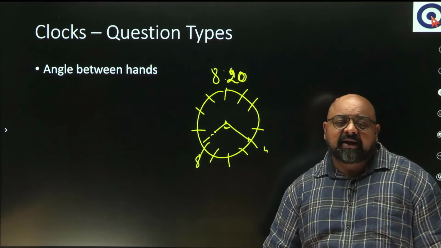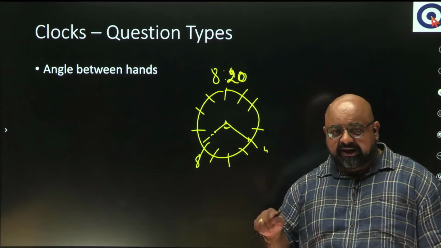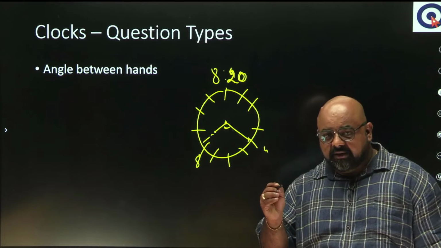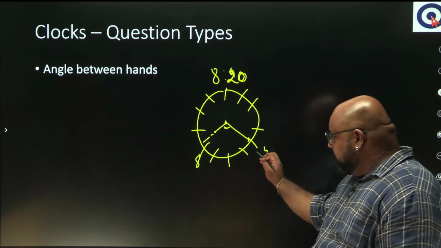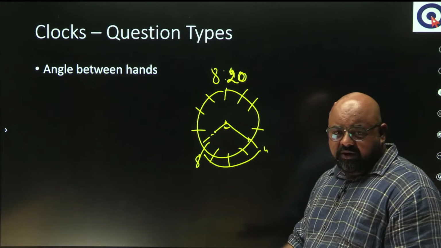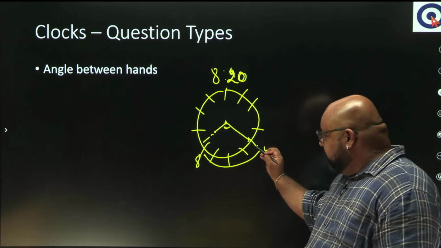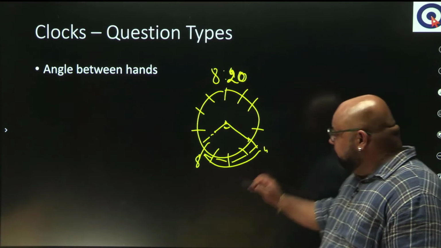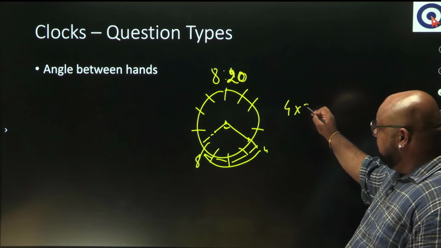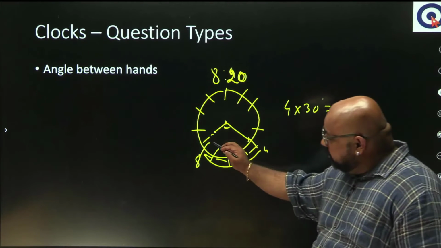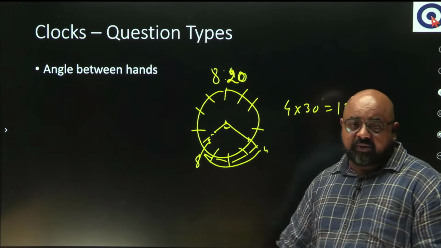Now the thing is, the moment the time crosses 8, the hour hand moves from 8 towards 9, right? So if I just had to cover this distance, I could have found it out without any problem, because each of the divisions will be 30 degrees. So 1, 2, 3, 4. 4 divisions, a total of 30 degrees each, will give me 120 degrees. But the problem is, there is some distance covered here as well.